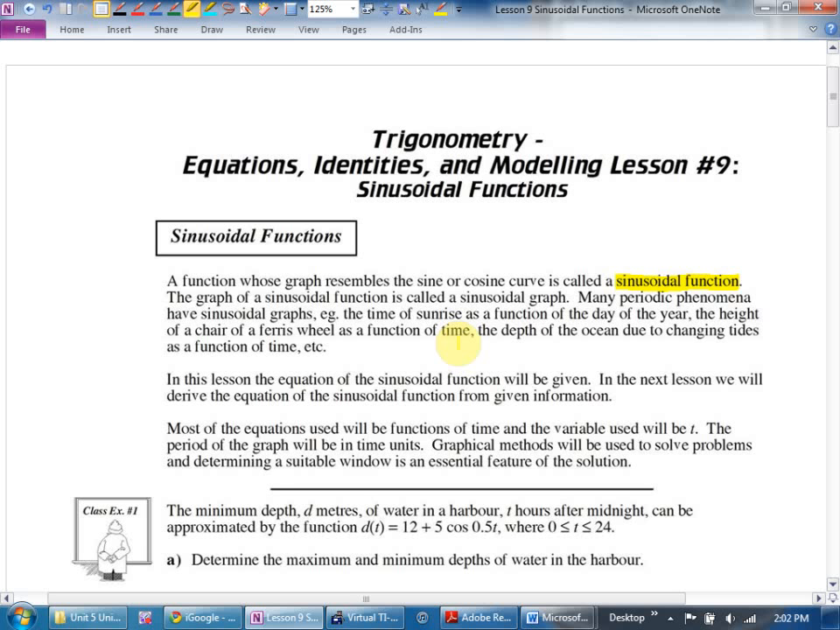Hannah, the depth of the ocean due to changing tides as a function of time. It's a trig function. We're going to simplify it here. We're often going to use a period of 24 hours. It's not quite. I think it's like 23.7, which is why the tides don't just repeat themselves all the time. But tide goes up, tide goes down.